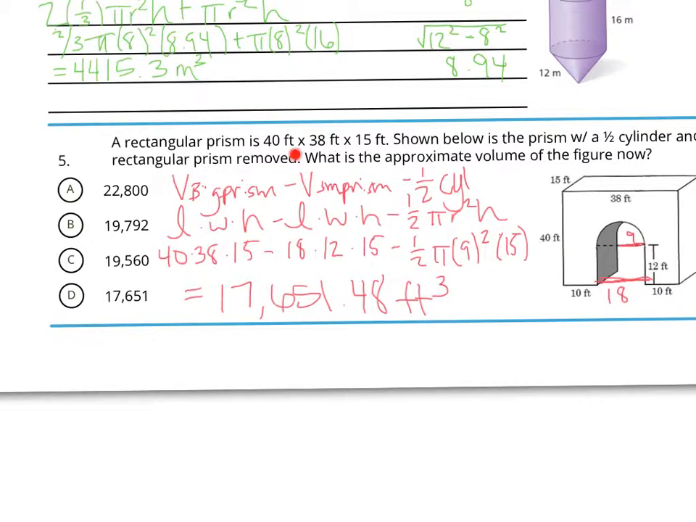So the big prism is easy. They gave it to you, 40 by 38 by 15. The small one is 18, and I know that because the whole way across is 38 minus 10 minus 10. That leaves 18 for the opening right here. So 18 by 12, and this is still 15 from up here. That's 15. And then the cylinder, half, if this is 18 all the way across, then the radius of the cylinder must be 9, and the height of the prism is still that 15 going down. And so then I just type all of this into my calculator, and I get 17,651.48.